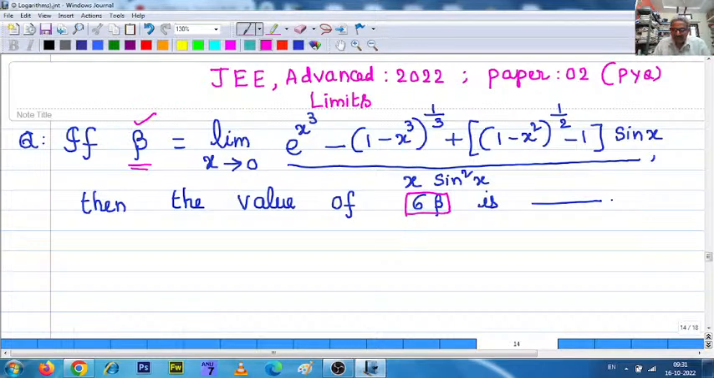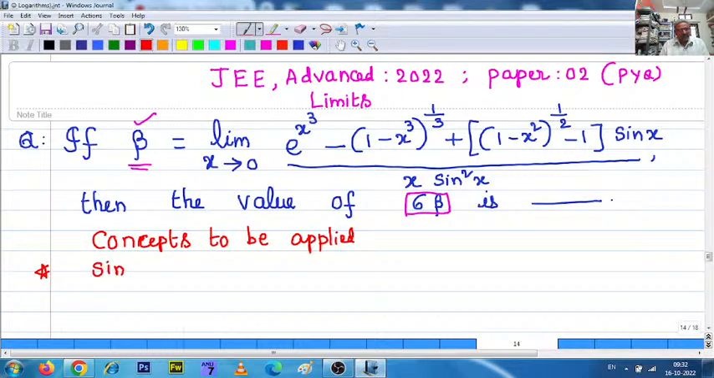But in order to solve this problem, we need to concentrate on these concepts to be applied. The first concept is the approximation concept: sin x is approximately equal to x as x is very negligible, x tends to 0. The second concept is one of the standard limits.